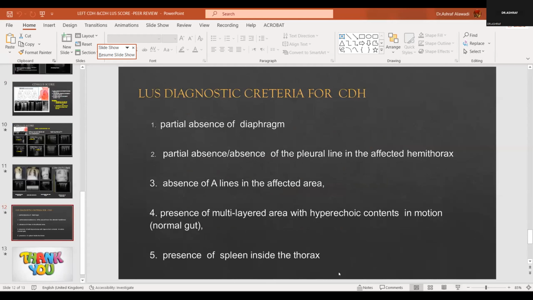So the diagnostic criteria of lung ultrasound of CDH: partial absence of diaphragm, so partial absence of the pleural line in the affected hemithorax, absence of A line in the affected area, presence of a multi-layered area with hyperechoic content in motion, this is normal gut, or presence of organs such as spleen or liver in the thorax. That's for the first one.